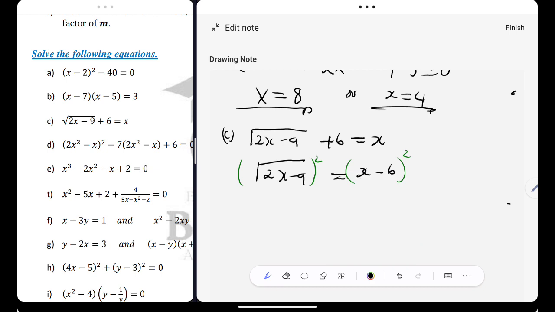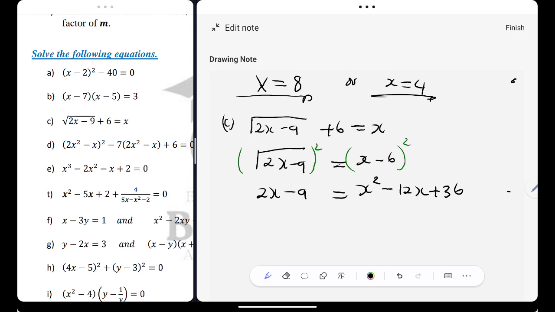Right, together. And when I do that, I'll have 2x minus 9. On the other side, I'll have x squared minus 12x plus 36. Right, together. Then I must put everything to be on standard form. I'll take these two guys to the other side.